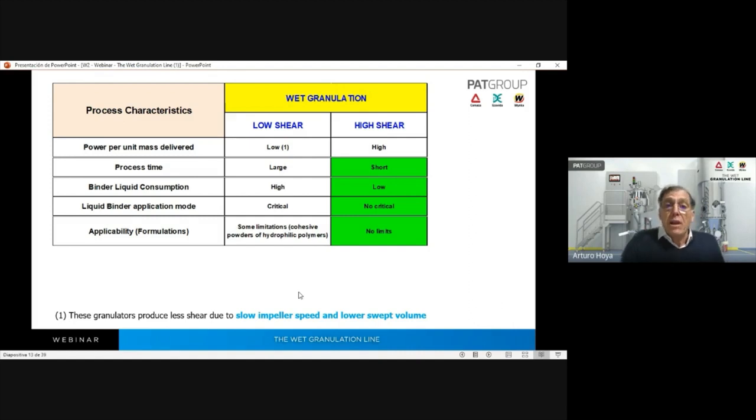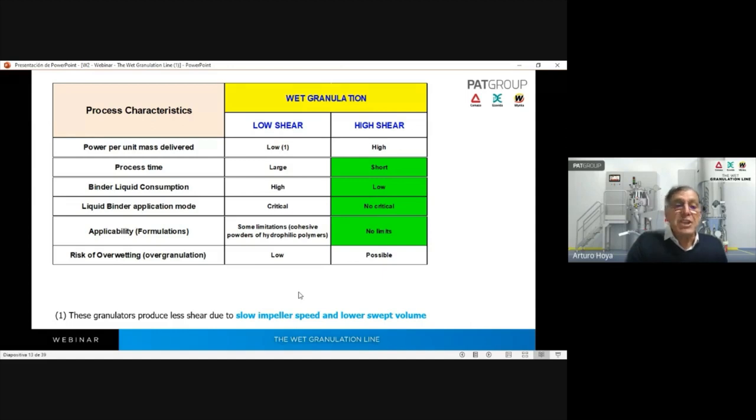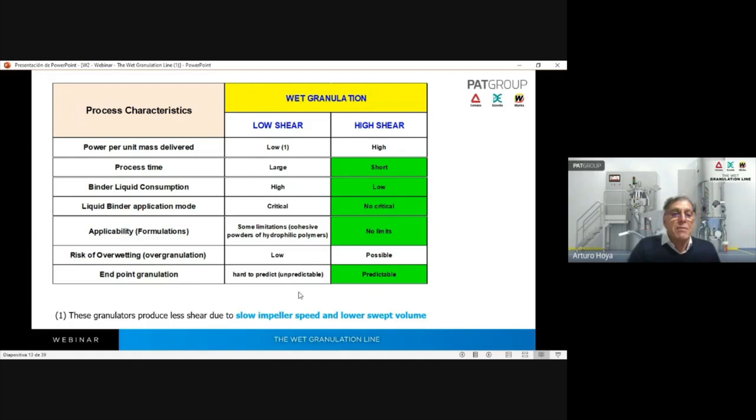Applicability of formulation. Low shear has some limitations. For example, cohesive powders of hydrophilic polymers are very difficult to produce in low shear. And high shear has no limit in terms of formulation. Any formulation will function in high shear. Risk of overwetting, overgranulation. Well, here is another question. In low shear, the risk is low, but in high shear, the risk is possible. So take care with this, keep in mind that the risk of overgranulation is possible in high shear.